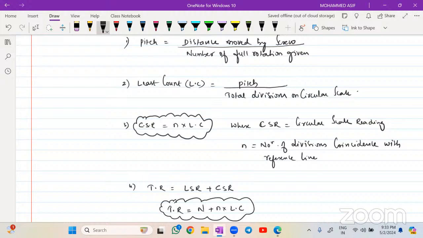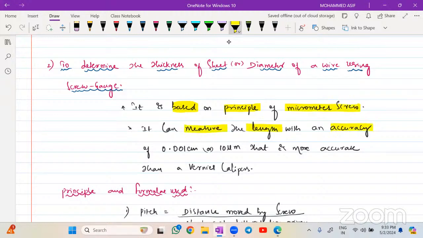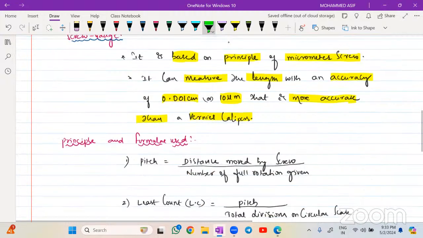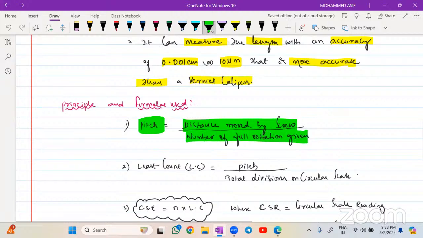So these are the minimum formulas which you need to remember about your screw gauge. What is screw gauge based on? Screw gauge is based on the principle of micrometer screw, and it can measure length with an accuracy of 0.001 centimeter or 10 micrometer, which is more accurate than a vernier caliper. The pitch: pitch is equal to distance moved by the screw divided by number of full rotations which have been given.